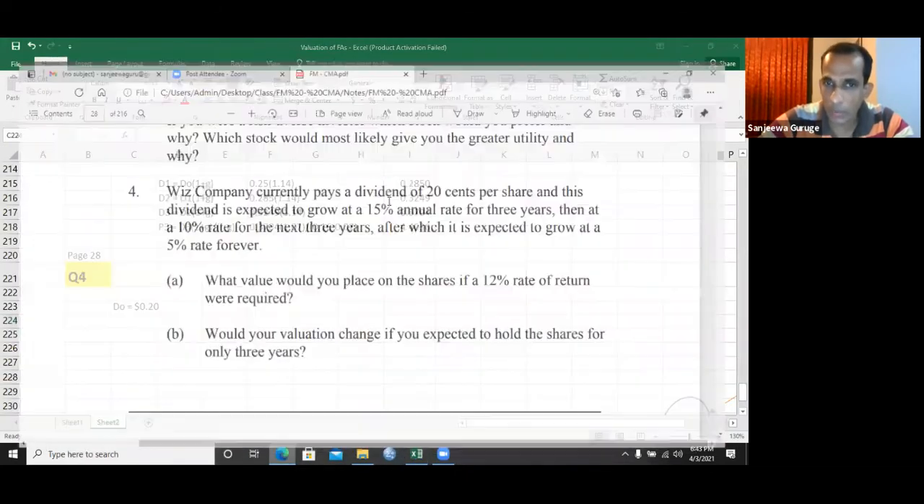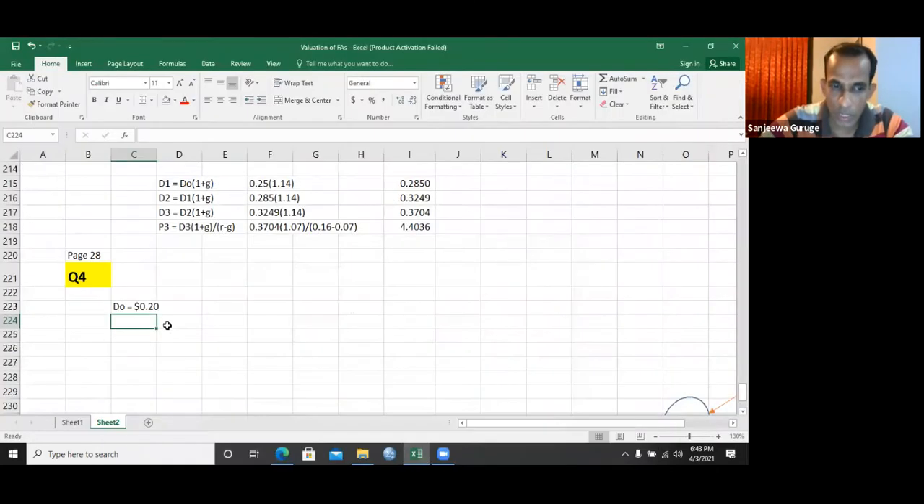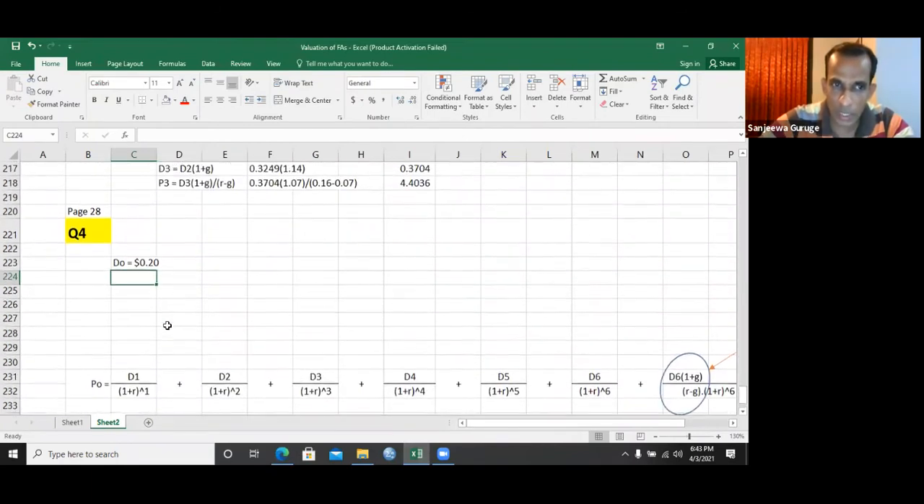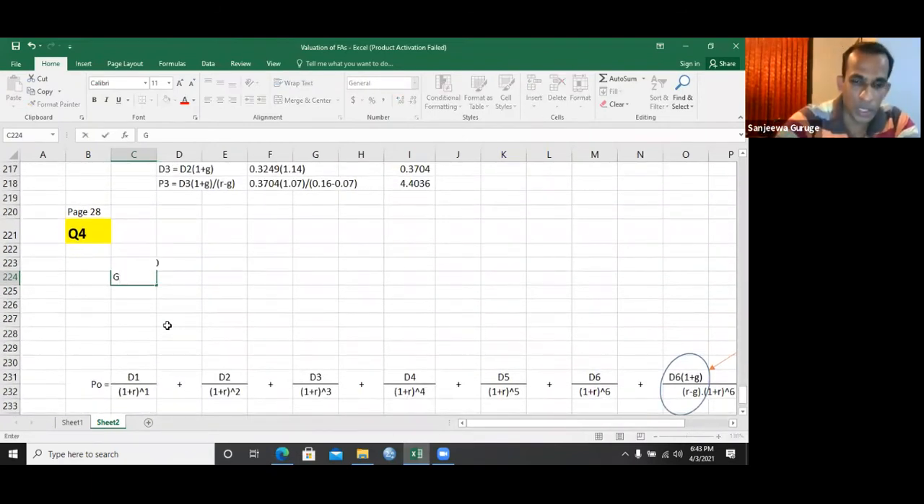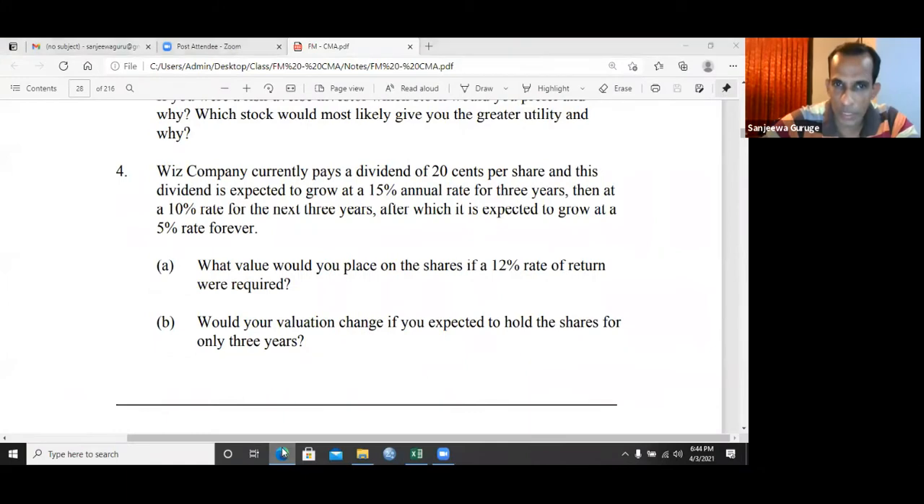This dividend is expected to grow at a 15% annual rate for 3 years, then a 10% rate for the next 3 years, and after which it is expected to grow at 5% rate forever. So 3 growth rates are there. It's necessary to identify this information clearly. First of all, they have estimated the dividend will grow at a rate of 15% per annum for the first 3 years.